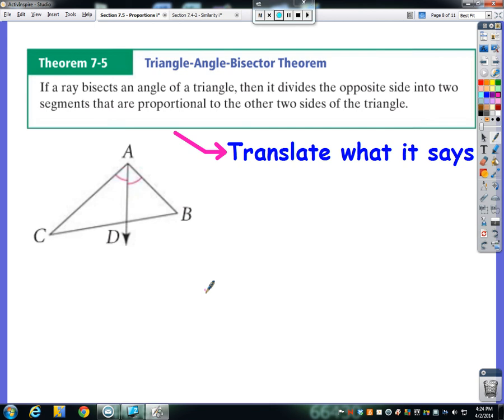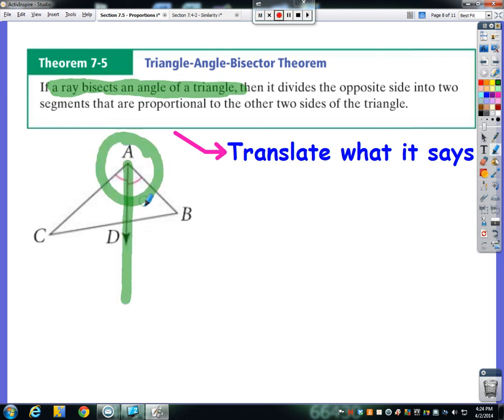Holy crap, what on earth is that even saying? Am I talking English? Don't know. Let's translate what this is telling us mathematically with this picture here. Number 1, if a ray bisects an angle of a triangle, here is our ray AD, and notice it is bisecting angle A. Notice the 2 congruent markings there. So CAD is congruent to BAD. So here's our ray bisecting our whole angle. Okay, part 1 done.